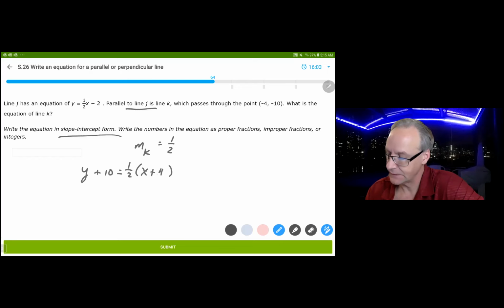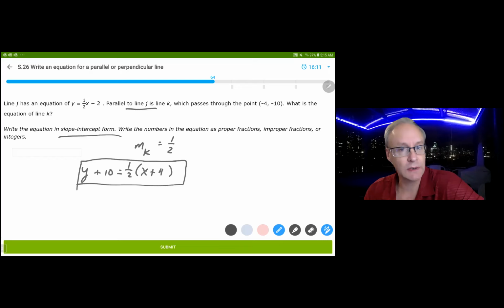Done. That's it. No matter how ugly the numbers get, no matter how ugly the points get, you never have to do any work. In doing the y equals mx plus b and finding the y-intercept could be horrible. In this particular case, it works out really nice though.